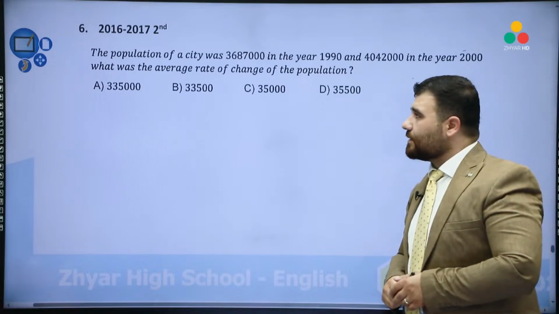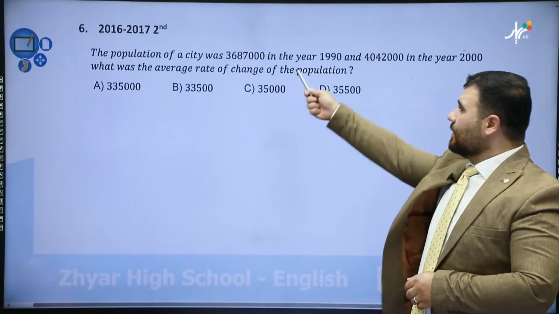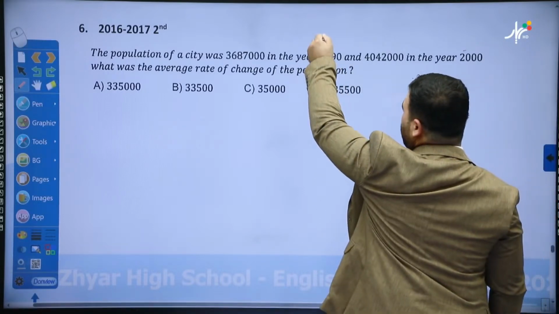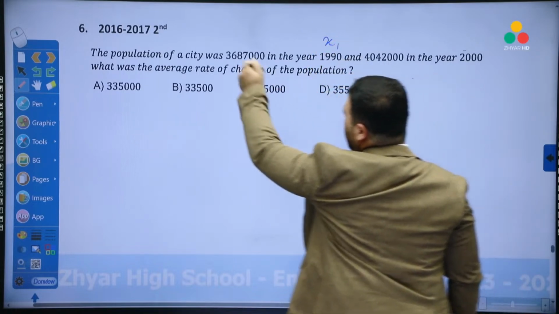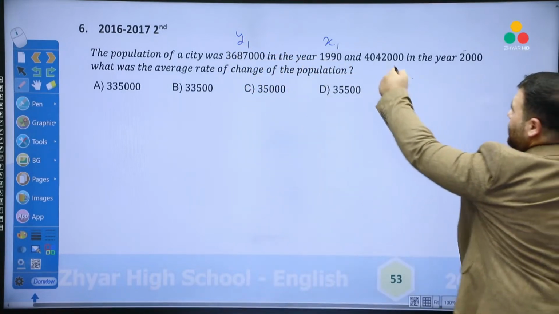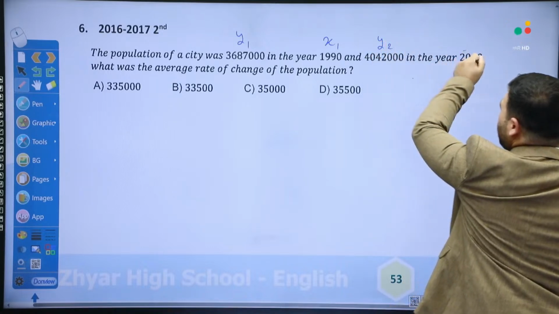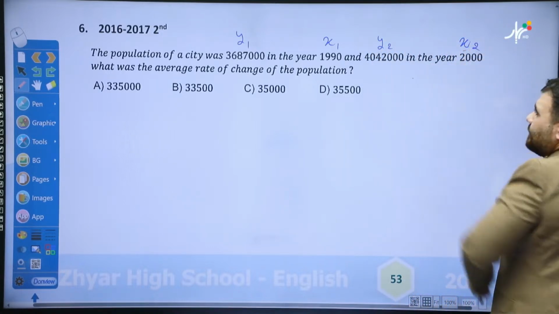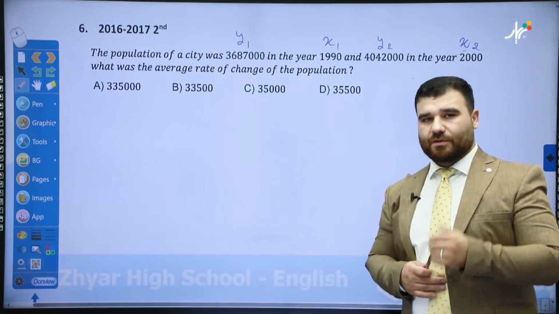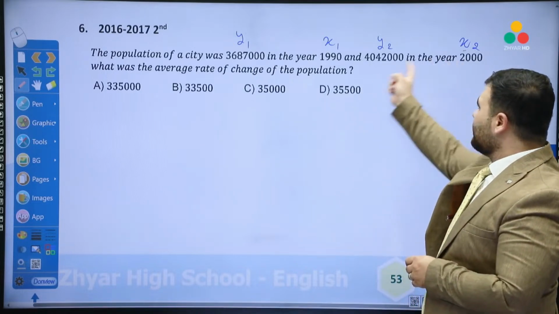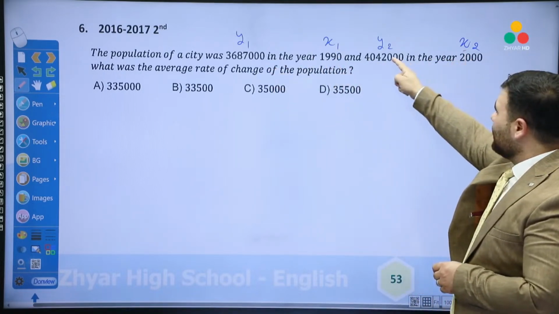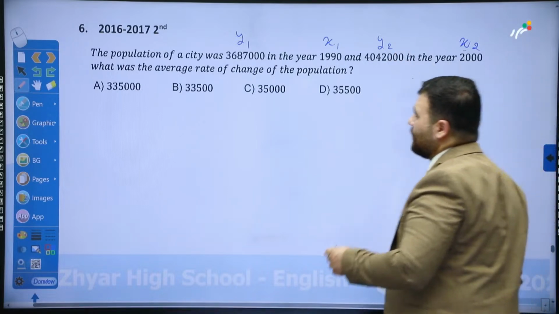In 2016-2017, the population of a city was this much in year. Okay. For such questions, always set the time as x. So now this is x1, and the population is y. This is y1. The other population is y2, and the other time is x2. Now, what was the average rate of change? Rate of change is also slope. Then, from these four numbers that I marked here, x1, y1, x2, y2, we need to write the slope.